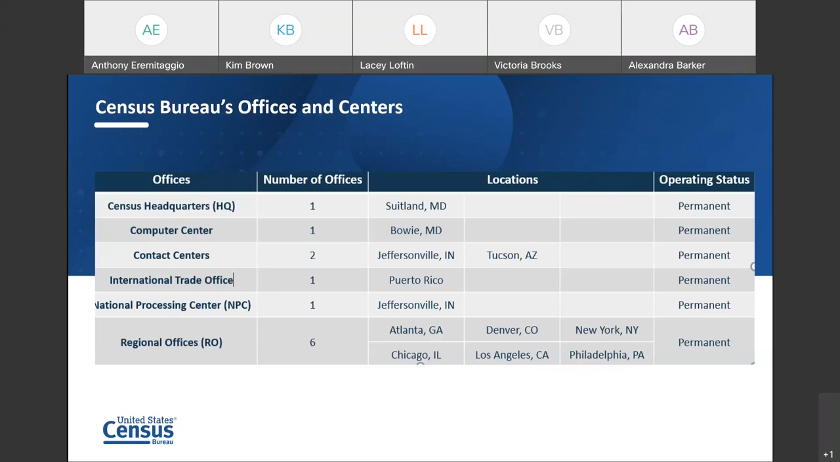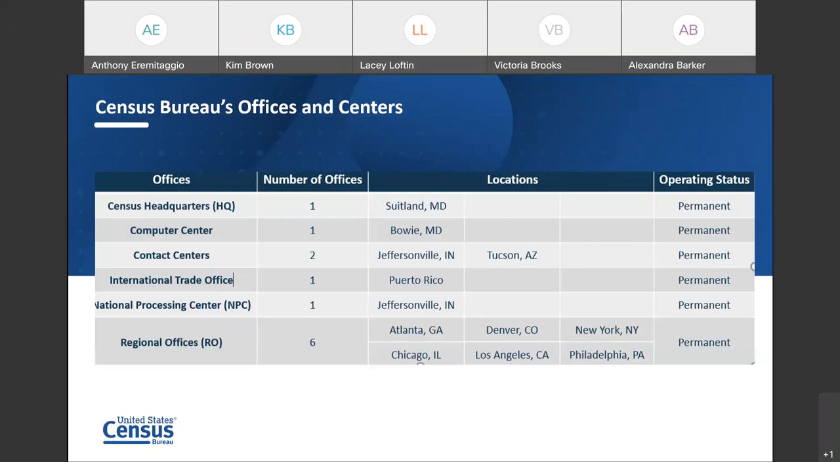For those of you that may not be familiar, the Census Bureau's headquarters is located in Suitland, Maryland. We have a Washington, D.C. address, and we also have a contact center or a call center that is located at headquarters to help folks with their data needs. We also have a computer center in Bowie. We also have 2 contact centers. One's in Jeffersonville, Indiana. The other is in Tucson, Arizona. We also have an international trade office in Puerto Rico. A national processing center is also in Jeffersonville, Indiana, and we have 6 regional offices. As you see here, there are Atlanta, Denver, Chicago, New York, Los Angeles, and Philadelphia.